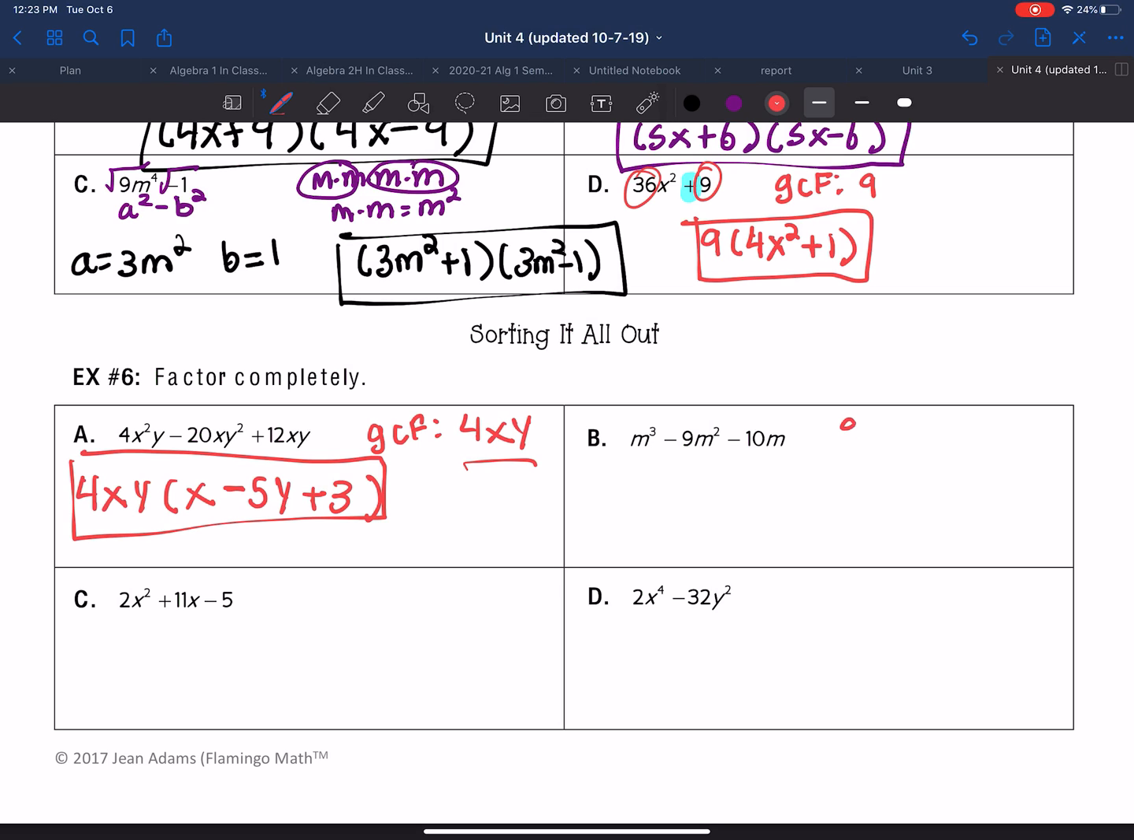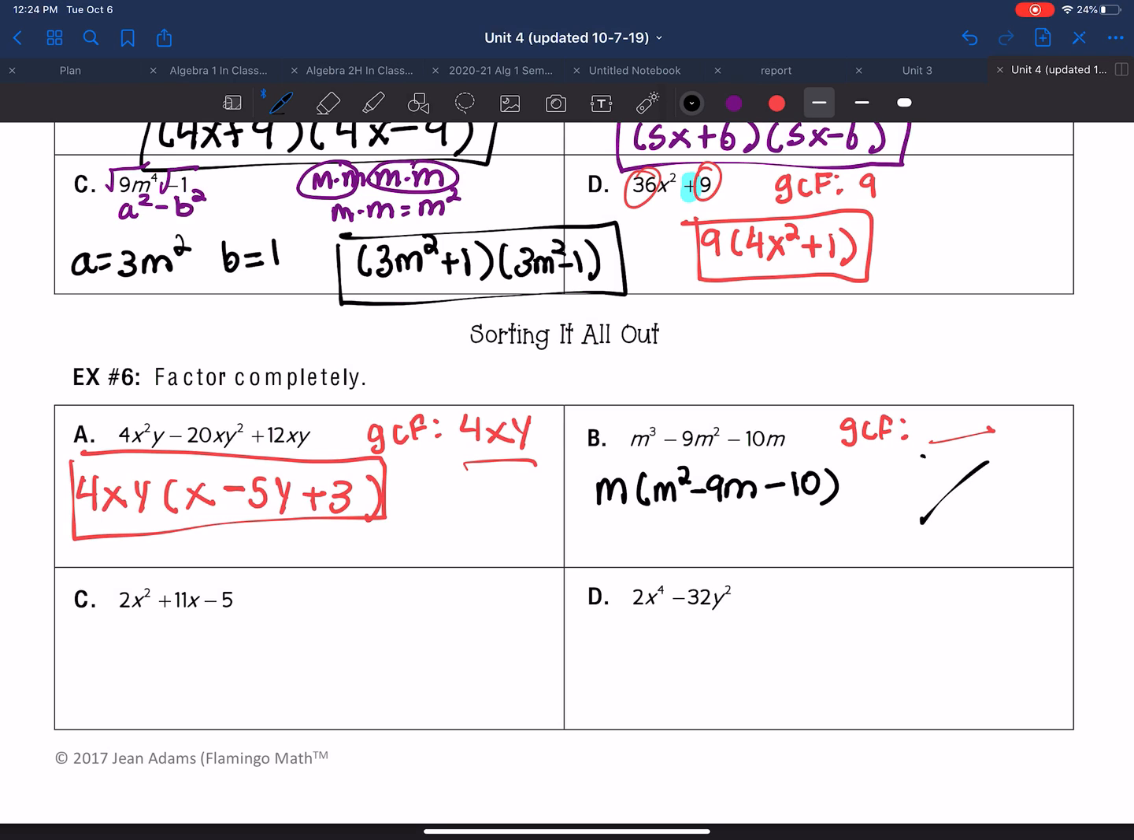First of all, do I have a GCF here? Absolutely. I have an m that's in common with all of these terms, okay? So I can pull those m's out. So if I pull an m out here, here's what's going to be left over. M cubed divided by m is just m squared. Negative 9m squared divided by m is negative 9m. Negative 10m divided by m is just negative 10.